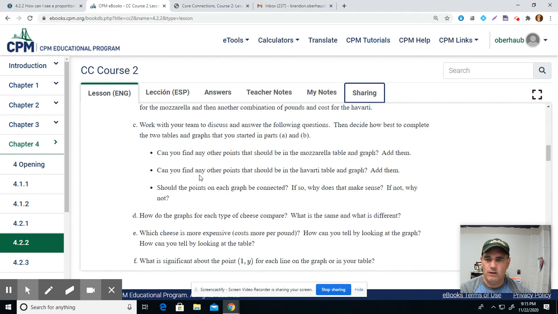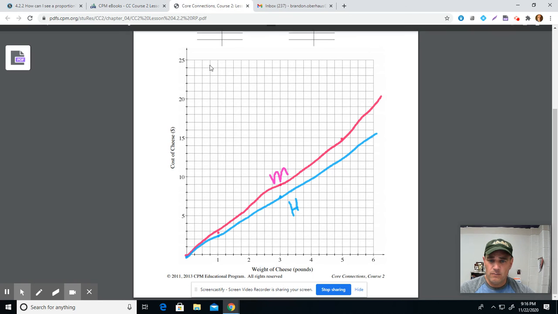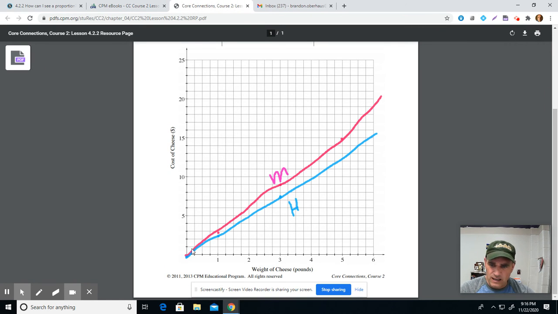Oh, I think we might have done a little too much. Can you find any other points that are in the mozzarella table and graph, add them? Can you find any other points that should be in the Havarti table and graph them? So we did. So if you remember, in our graph, we found 0, 0. We found what 1 pound was, what 3 pounds was. So we did. Should the points on each graph be connected? If so, why does that make sense? If not, in this one, they should be connected. Because we get this nice straight line. So I went from 0 and it gave me a nice straight line because this thing is called proportional that we're going to talk about here soon.